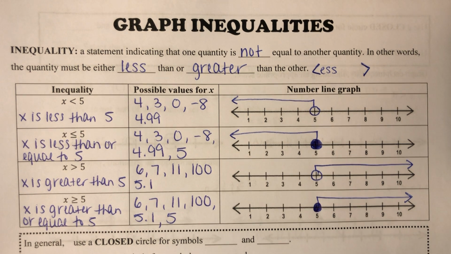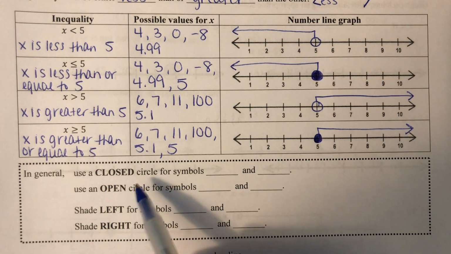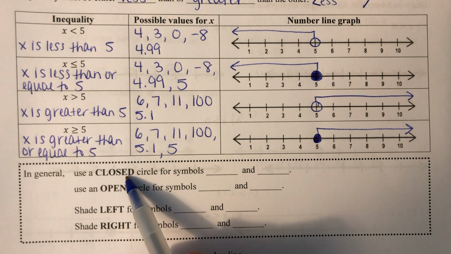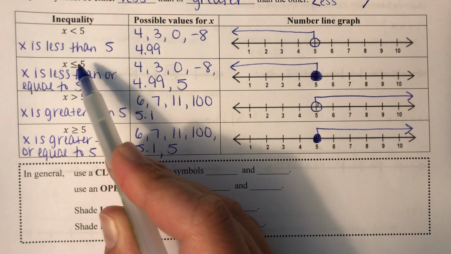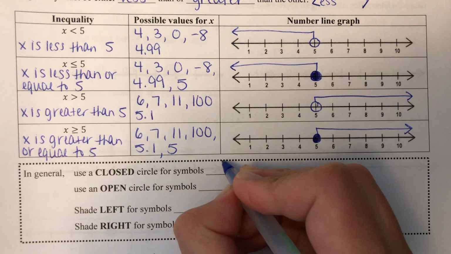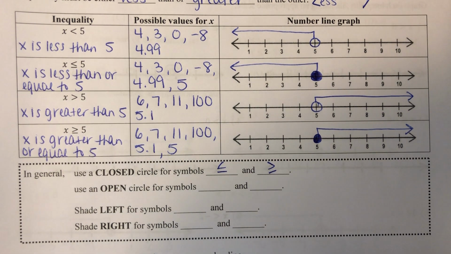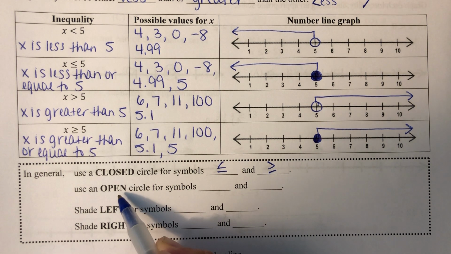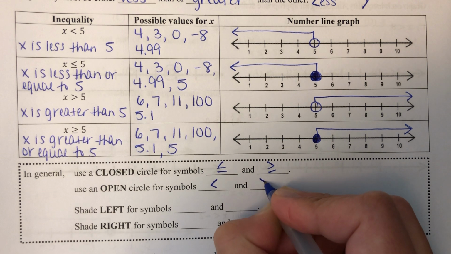Okay, so let's summarize what our graphs look like. In general, when we used a closed circle, that colored in circle, that was when we had those equal to symbols. So it was for the less than with the equal to or the greater than with the equal to. The open circles did not have the equal to's on them, so that was just the less than or the greater than.